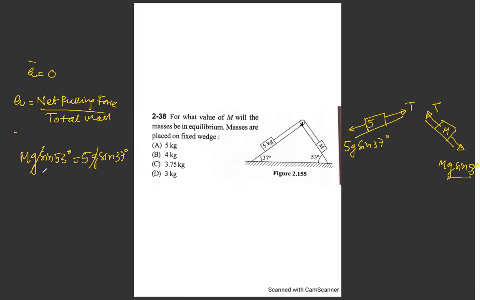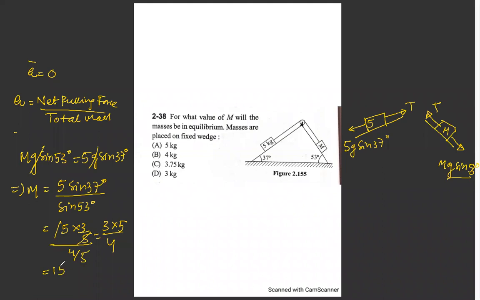See what things are getting cancelled out. M is equal to 5 sine 37 divided by sine 53. Let's check it. Sine 37 is 3 by 5, sine 53 is 4 by 5. So it is 3 into 5 by 4, so 15 by 4. 15 by 4 is coming as 3.75 kg. So the answer is 3.75 kg. Right? The answer is option C.